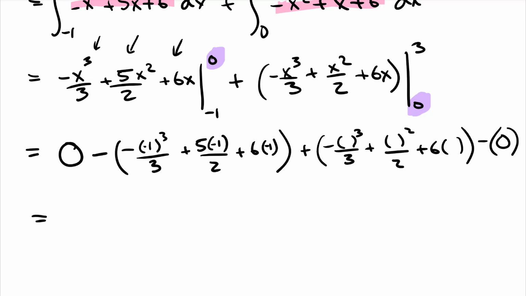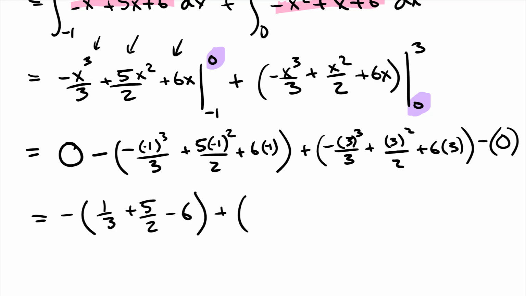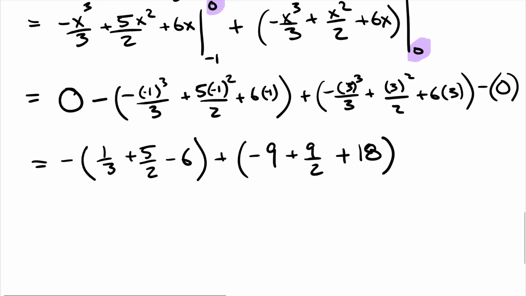Not so bad. We're almost there. So what do we got here? We got a negative on the outside, negative, negative. That's a positive. Oops, forgot my square. That's 5/2 minus 6. Yep. Oh, and I forgot to put my 3 in. And now we'll do this. We'll add it to. So what's that going to be? 27 over this, -9. That's 9/2. That's 18. All right, let's put it all together. Let's see what we end up with.